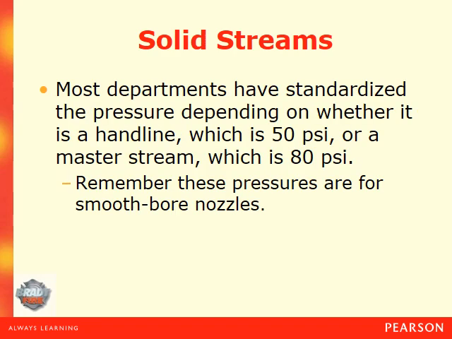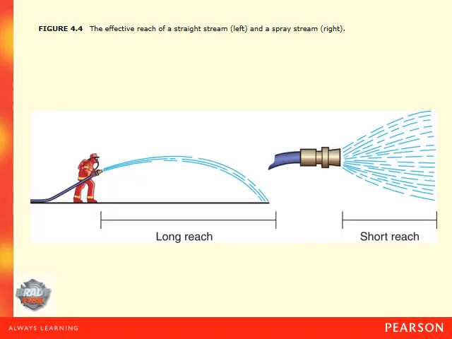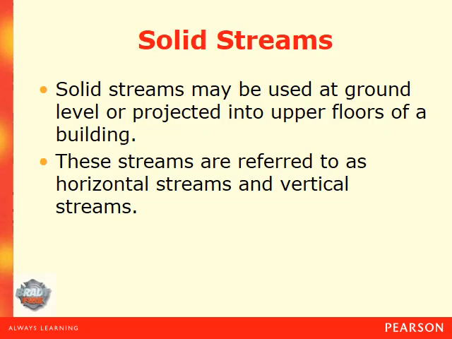Most departments have standardized the pressure depending on whether it is a hand line, which is 50 psi, or a master stream, which is 80 psi. Remember, these pressures are for smooth bore nozzles. Solid streams may be used at ground level or projected into the upper floors of a building. These streams are referred to as horizontal streams and vertical streams.